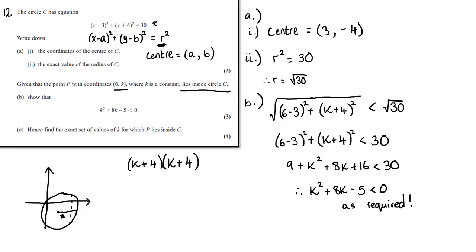And then finally we arrive at part C here to question 12, where we're asked to hence find the exact set of values of k for which P lies inside C. So how do we do this? Well, part C is quite straightforward. It just boils down to solving that quadratic inequality. So we've got the inequality here. So even if you couldn't do part A or B, for example, you still could go on to answer part C by solving this quadratic inequality here. Okay, so just so we've got enough room, let's clear the screen.